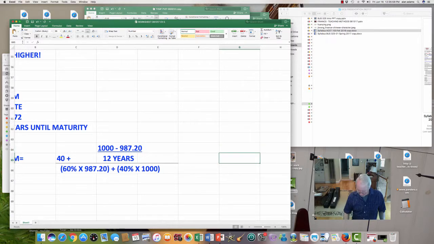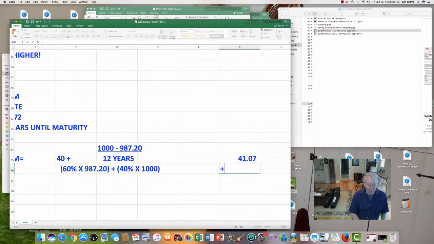Now let's start with this one. I'm going to take 40, and I'm going to add to that $1,000 minus $987.20. I'm going to divide that by 12 years. And if I math all that out, taking this into pennies, I should get $41.07. That's the entire amount of my numerator.